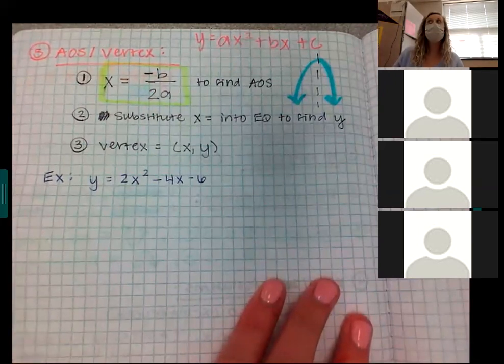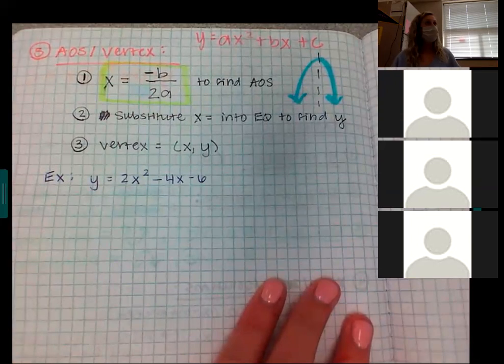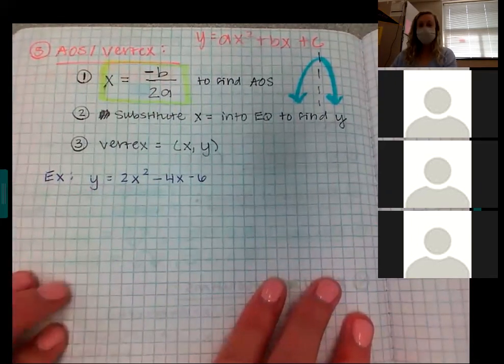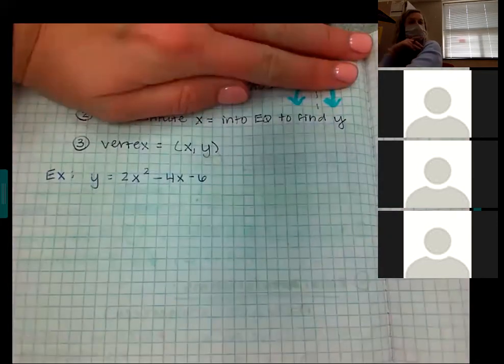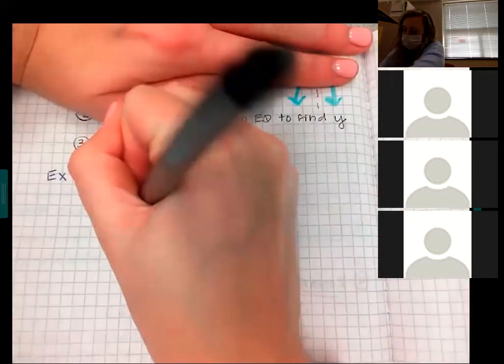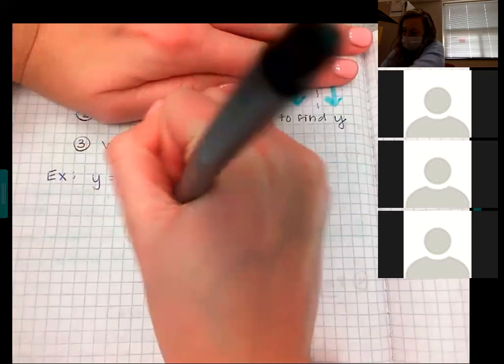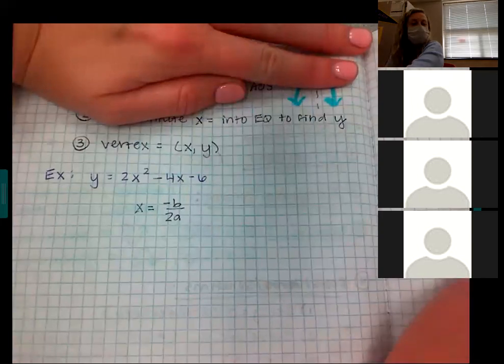All right, so for this example, all I want you finding is the axis of symmetry and the vertex. So which one do we find first? Axis of symmetry. So what is my formula for axis of symmetry? Negative B divided by 2A. Does everybody agree with Jordan? Good job, Jordan. That boy said, I want my extra credit.